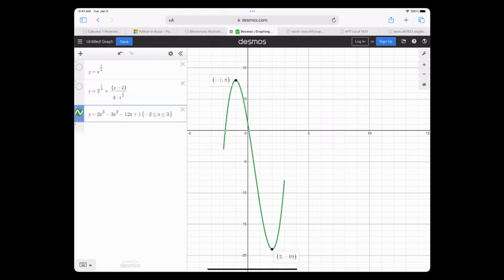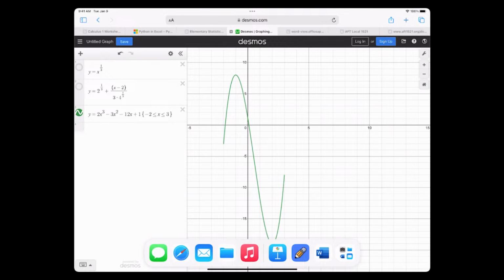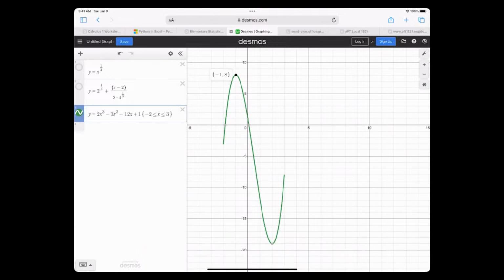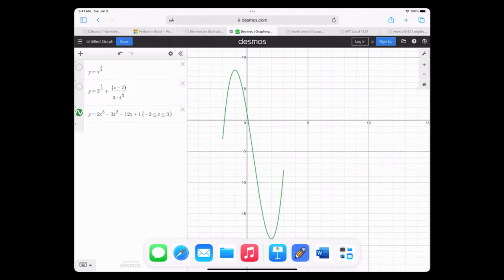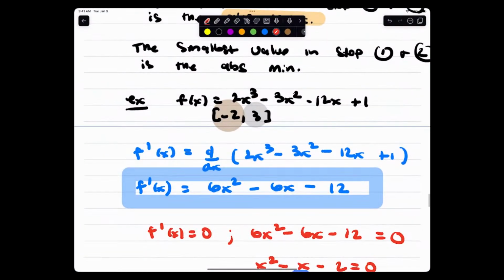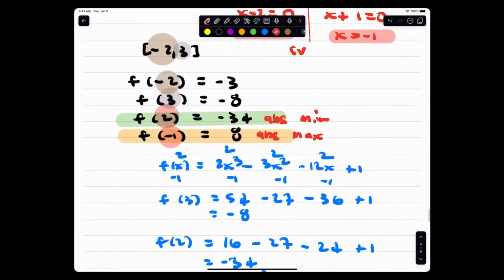Did we get negative 1 as a critical value? We did. So it looks like the absolute max is actually 18, but the absolute min is what? Negative 19. So double check our arithmetic. Happens at 2 and then negative 1. So double check, ladies and gentlemen. Desmos says, okay, 18, 29, negative 19. So, okay. There we go. Should be negative what? 19.